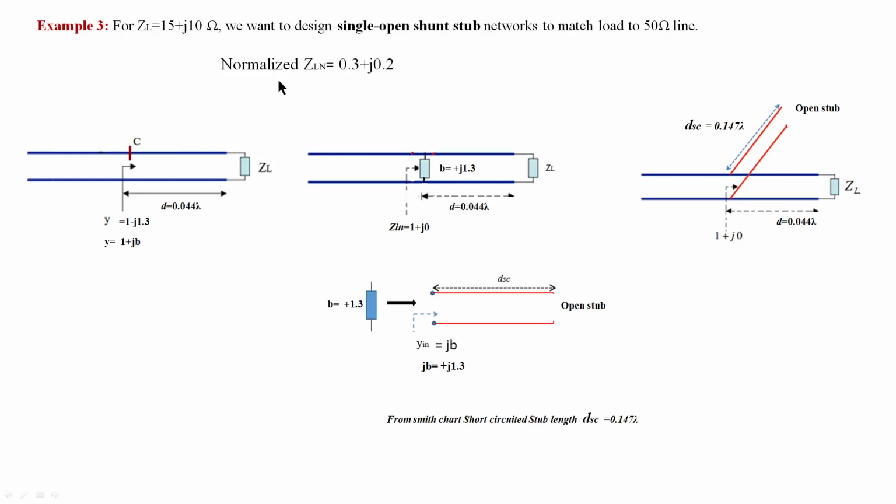So you have to use your Smith chart. To use a Smith chart, you should normalize this load using the 50 ohm transmission line. The 50 ohm transmission line is given, and the load is given. This is the load value. Normalize the load value. This is the normalized value.